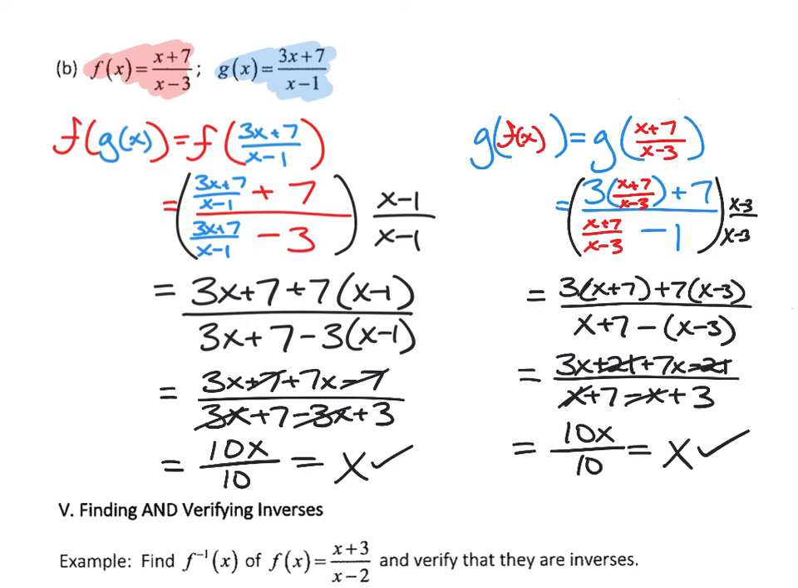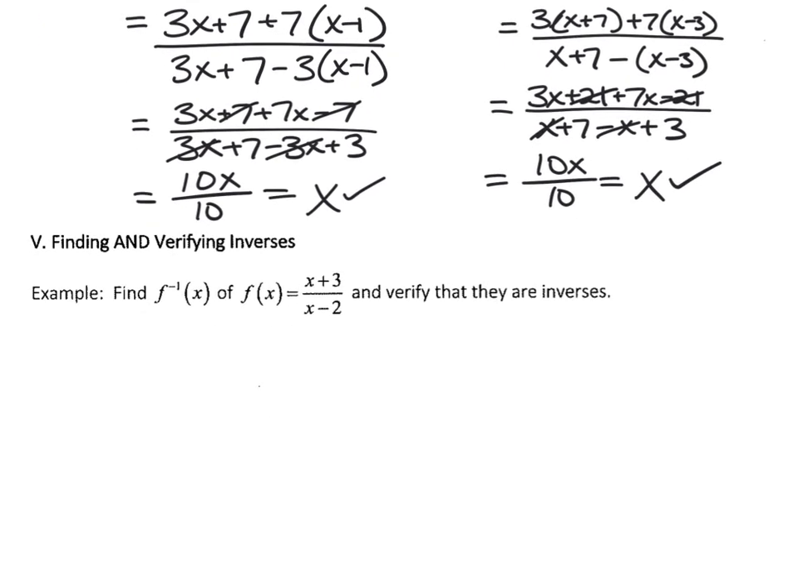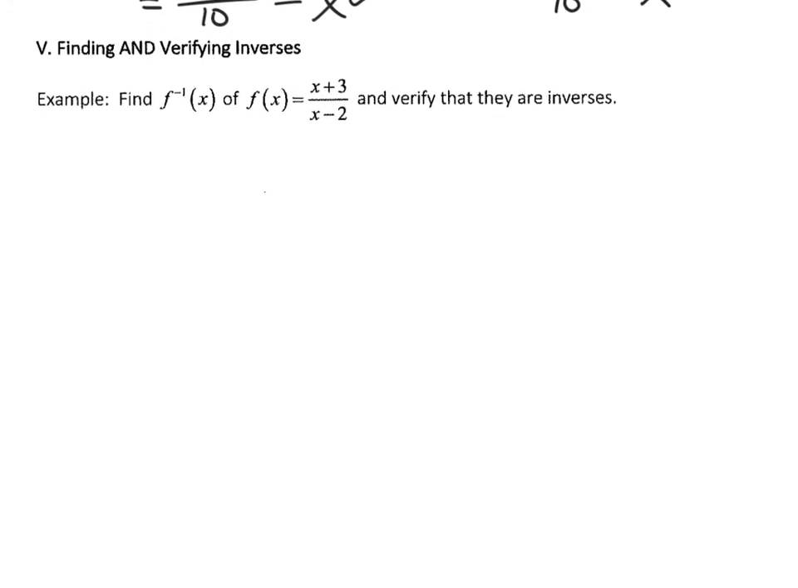Since both g of f of x and f of g of x reduced down to x, these have been verified. We know that they are for sure inverses. So what that means we're able to do is find and verify an inverse.